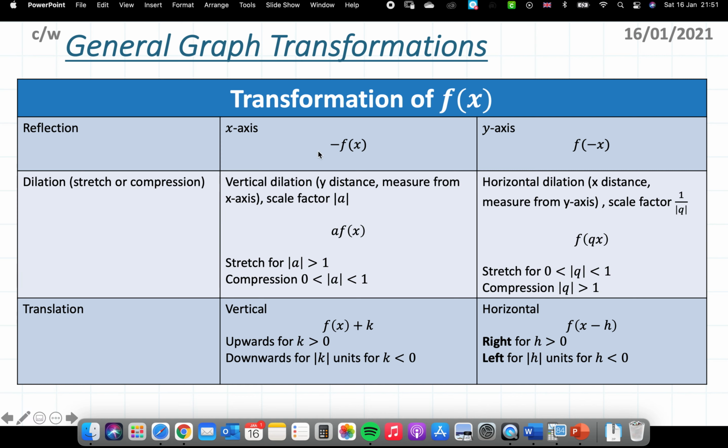We have three main types of transformations: a reflection, a dilation, so either stretching or compressing, and a translation. And the dilation, translation, and reflection, all three, could either happen on the x-axis or the y-axis, i.e. either a vertical or horizontal.